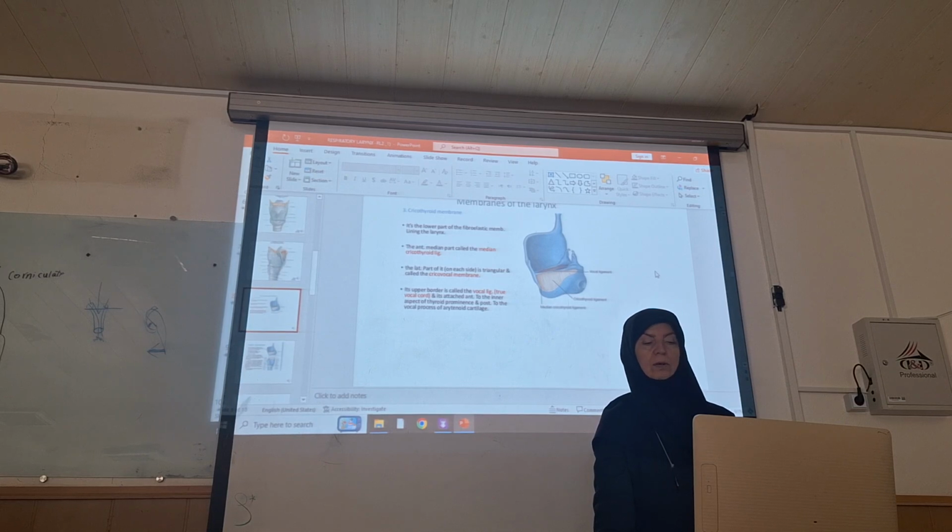It belongs to the what? It belongs to this membrane, to this ligament. What's the name of this ligament? Cricothyroid membrane or ligament.